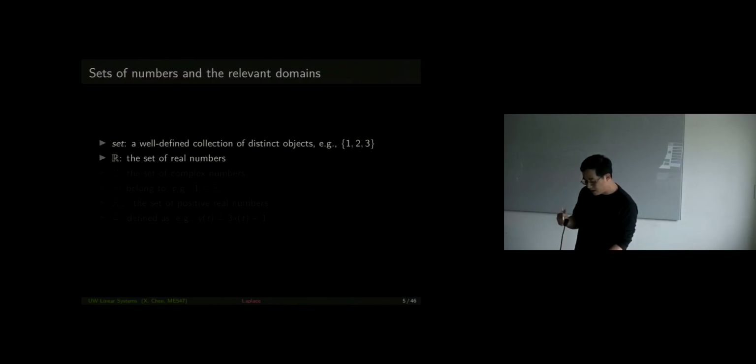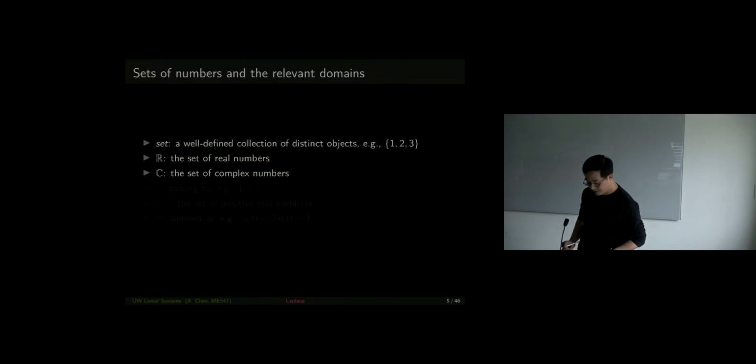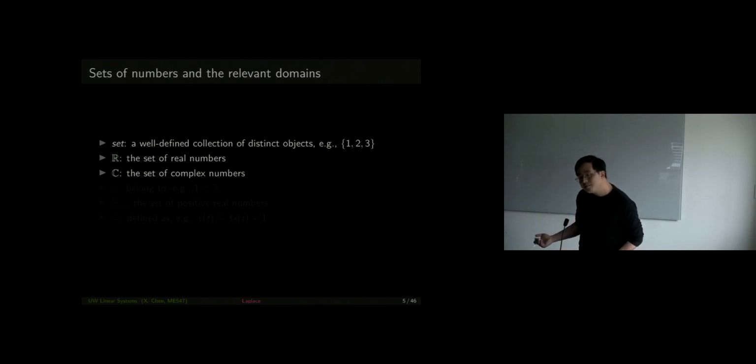We say R is the set of real numbers. So it's both integers as well as non-integers. It can be 1.3, 1.5, etc., in addition to the integers. If we add a little bit more to the set of real numbers, we can have capital C. We use this to denote the set of complex numbers. So square root of -1 now is included in the set C.